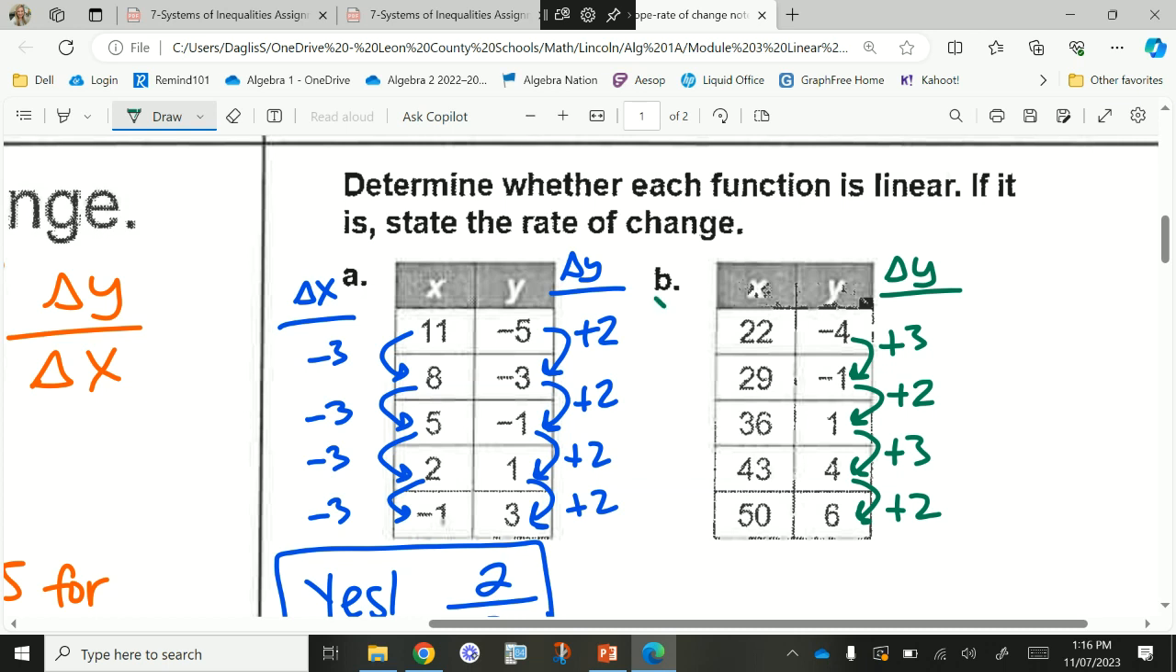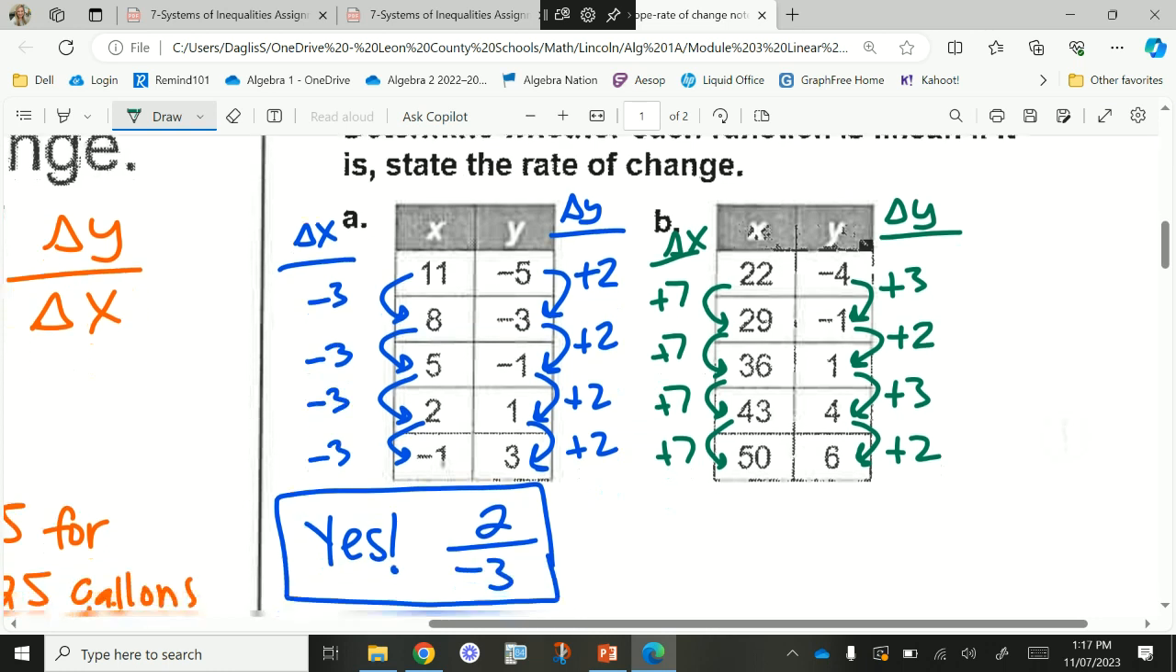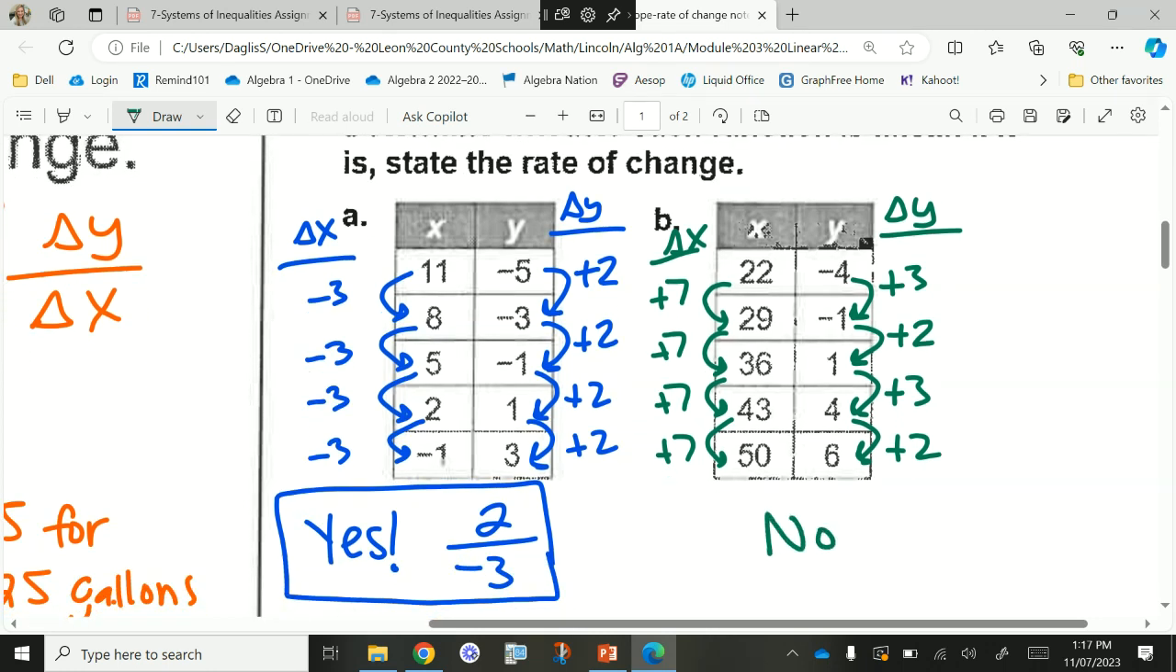No. Okay, but we are just because. Change in x. 22 becomes 29. 7. How does 29 become 36? 7. 36 to 43. 7. 43 to 50. Okay, so my x's were good, but what was the problem? The y's. They weren't all +2 or they weren't all +3. So this one is not linear.